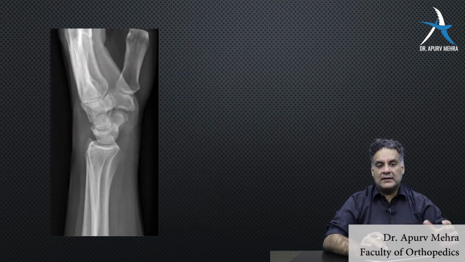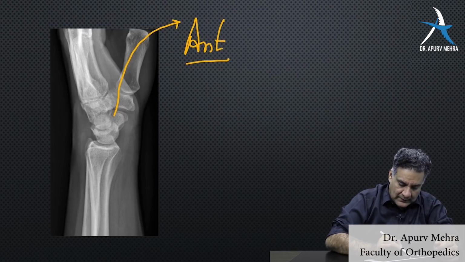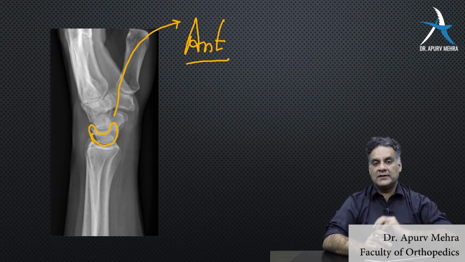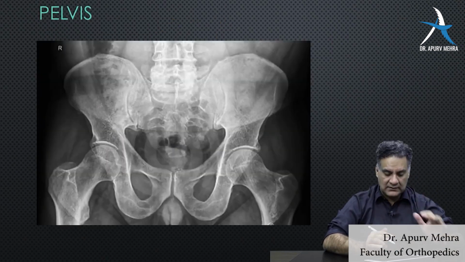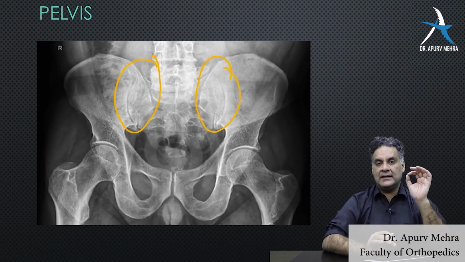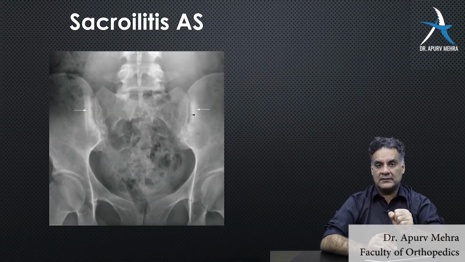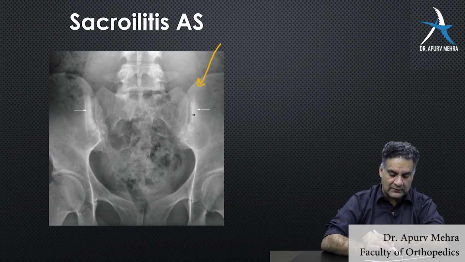When you look at the images on the lateral view of the wrist, remember the first metacarpal is anterior. And it is the moon, which is called the lunate shaped bone, which is in the center over the radius. In the pelvis, the sacroiliac joint inflammation, sacroiliitis, is seen in ankylosing spondylitis. Young man with low back ache, sacroiliitis, reduced chest expansion, think about ankylosing spondylitis. That's how sacroiliitis will look to you.